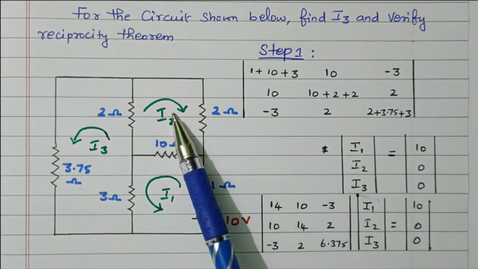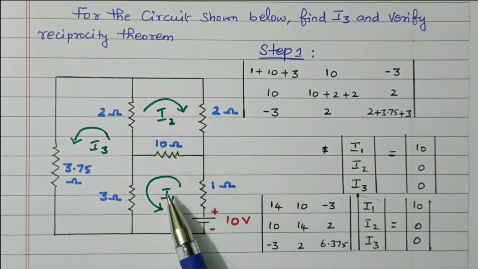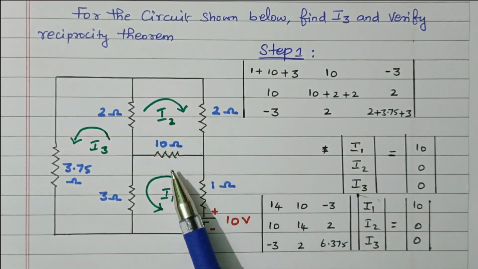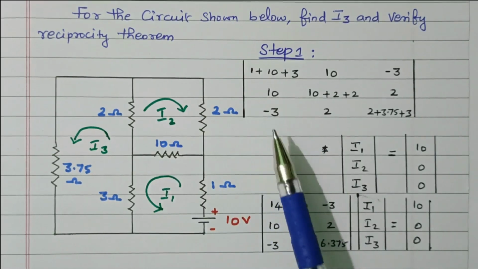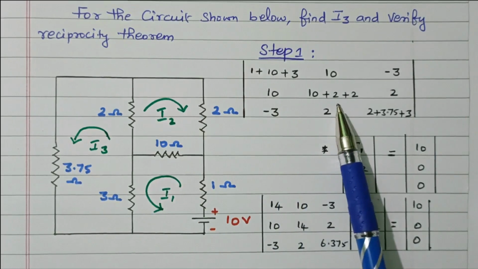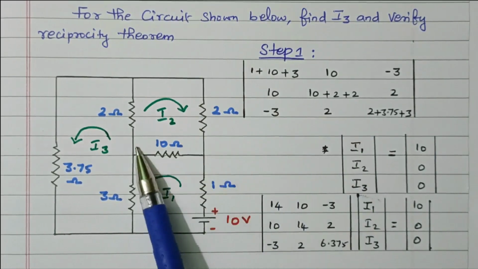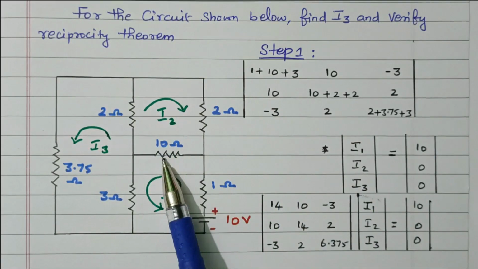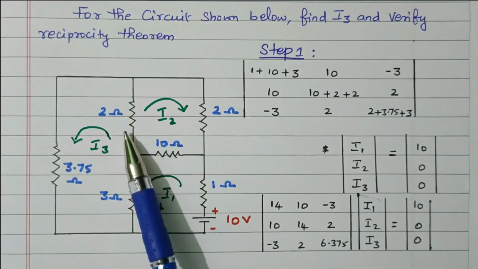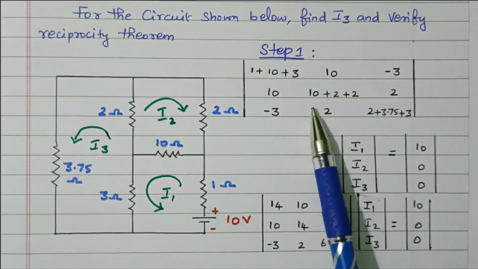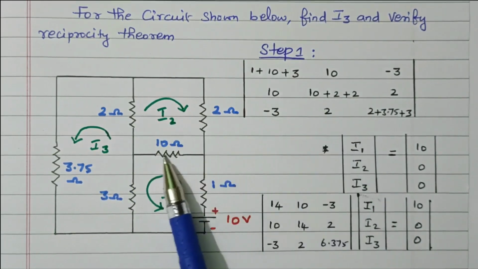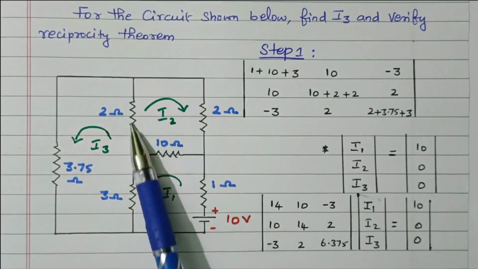So this is nothing but R21. R21 means the resistor commonly available between the second and first loop, that is the same thing, 10. This is R12, this is R21, so 10 ohm. What is this? This is R22, the total resistance available in the second loop. What are the resistors available? This 10 ohm, 2 ohm and 2 ohm. So 10 plus 2 plus 2, right?